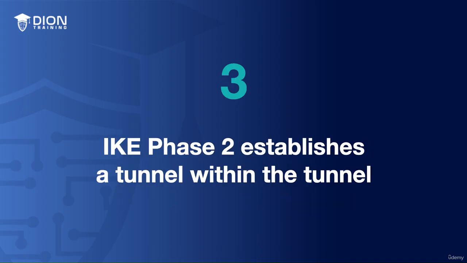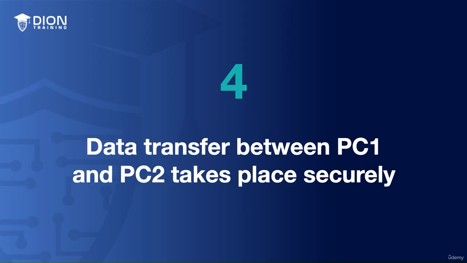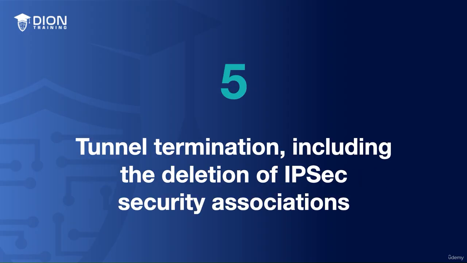Now in Step 3, IKE Phase 2 is going to create this tunnel inside of a tunnel when it's negotiated and set up. Now once this second tunnel is established, we can then begin to conduct data transfer in Step 4, and the information will start flowing between PC1 and PC2 securely. When they're all done with that, we reach Step 5, and the tunnel will be torn down, and the IPsec security associations are going to be deleted. Now if you want to be able to create another VPN, you can do that by starting this whole process over again from the beginning and going through those 5 steps once more.